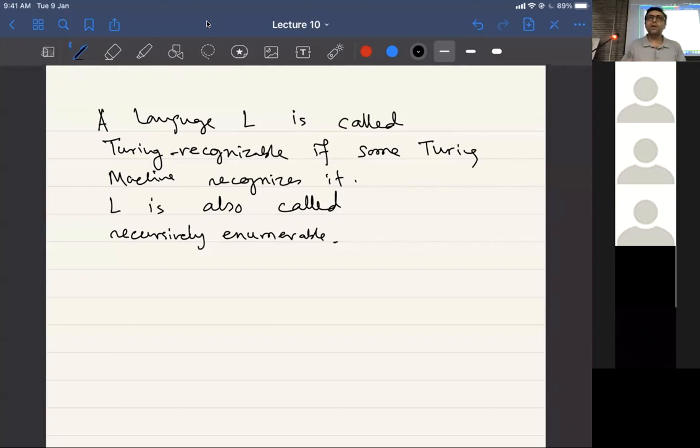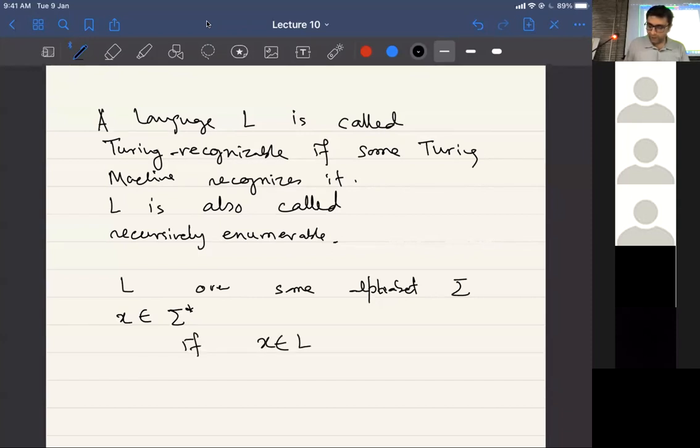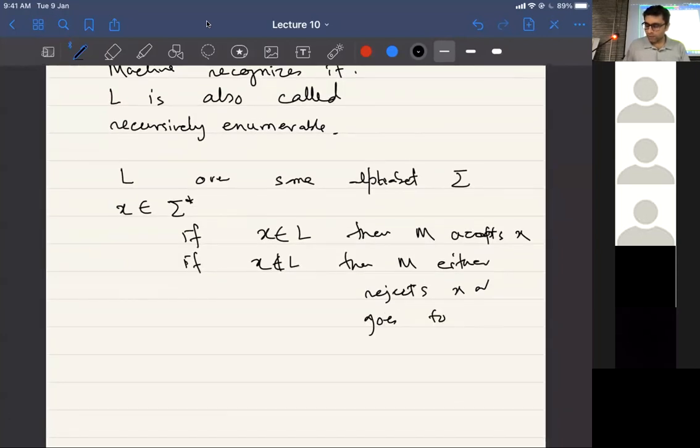This definition does not give away any information about what recognition is. Turing recognizability means that suppose there is a language L over some alphabet sigma, and suppose there is some string X over this alphabet. If X belongs to L, then M accepts X. If X does not belong to L, then M either rejects X or goes into an infinite loop. If it only accepts, but sometimes goes into an infinite loop without rejecting, then this is called Turing recognition and the language is called Turing recognizable.